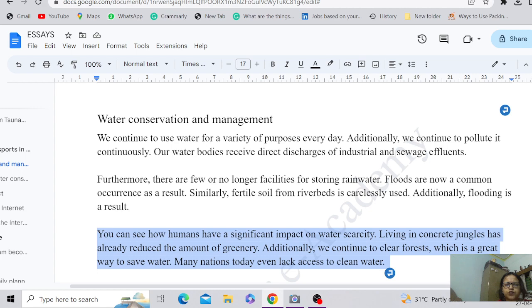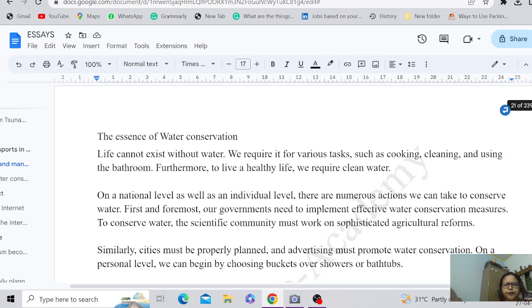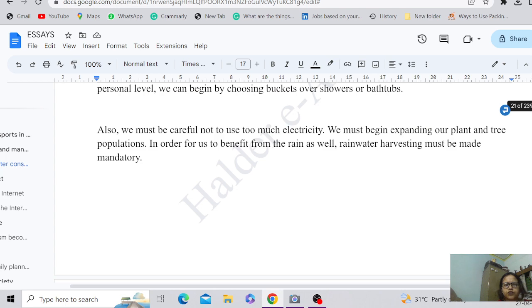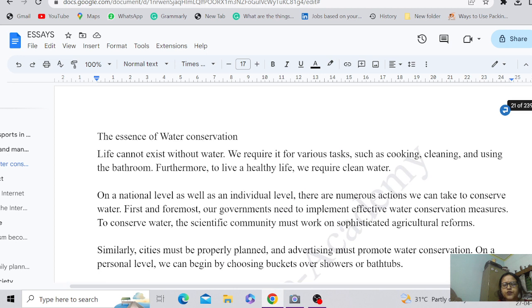You can continue with this essay, and finally you can say what can be done to conserve water. That is, we should use buckets instead of using bathtubs. The government should implement certain water conservation measures. And we should also follow some sophisticated agricultural reforms. We can write like that.